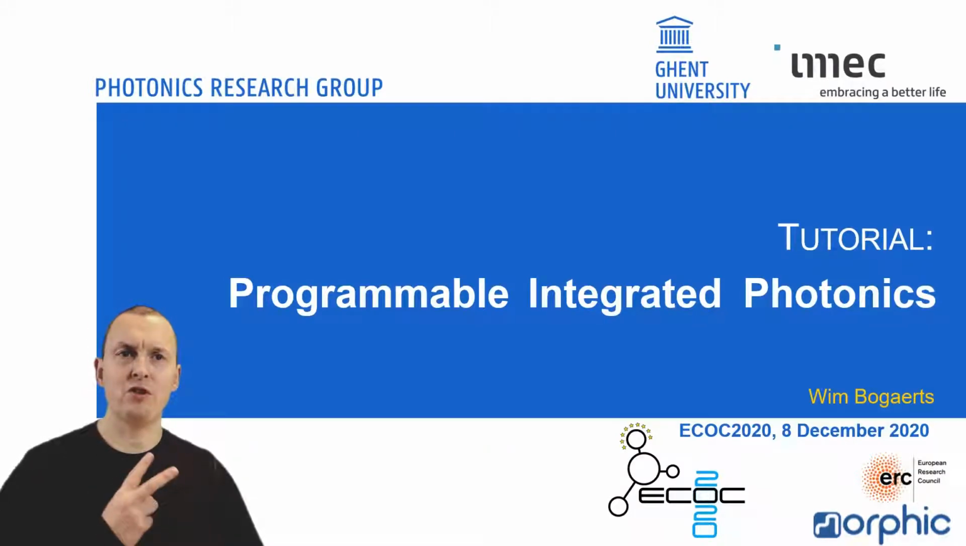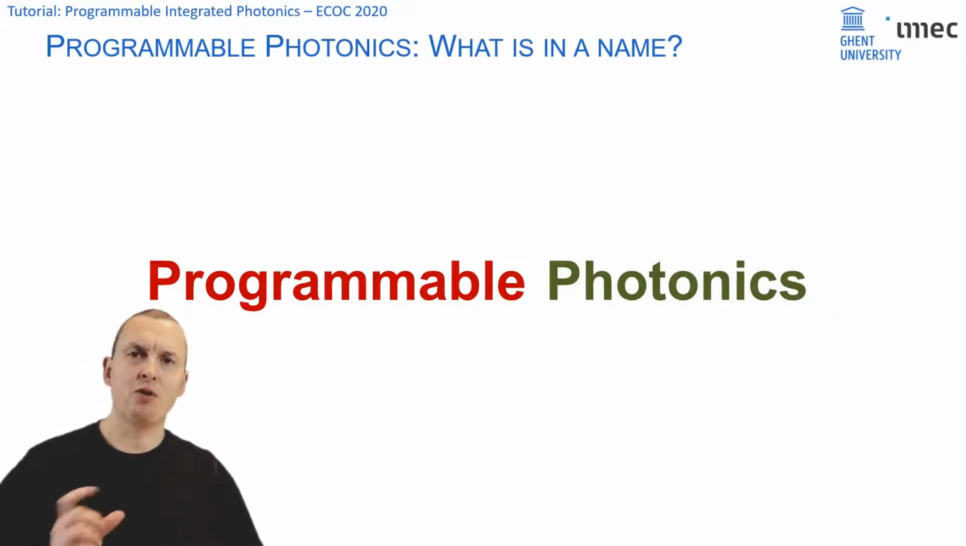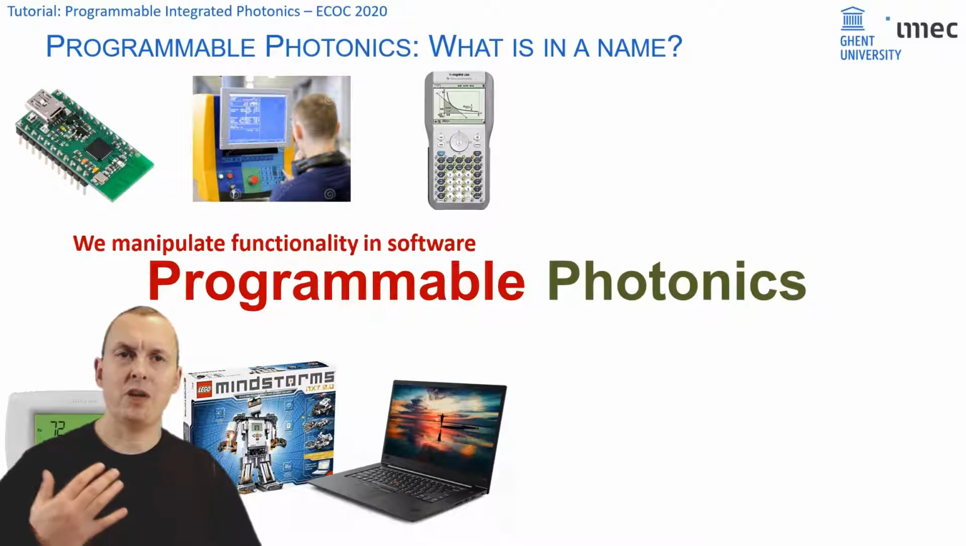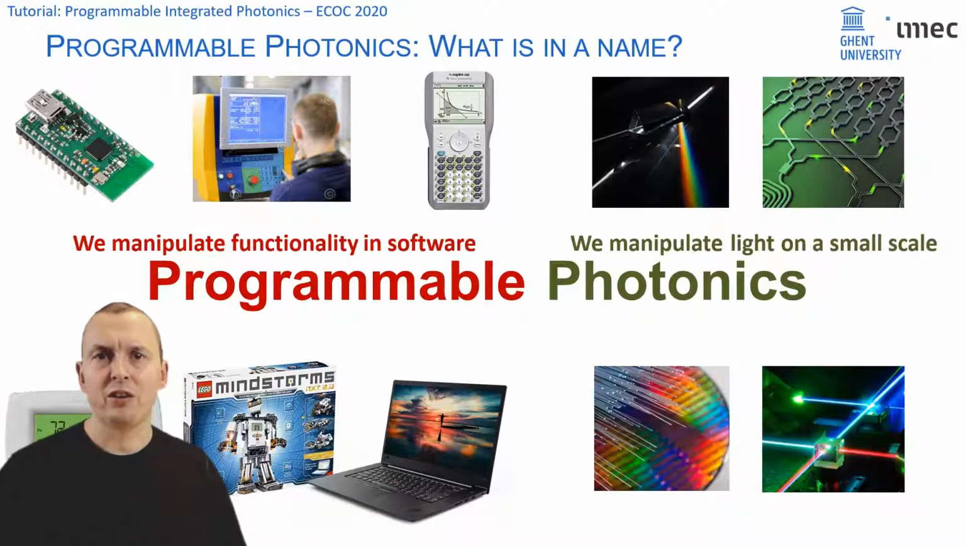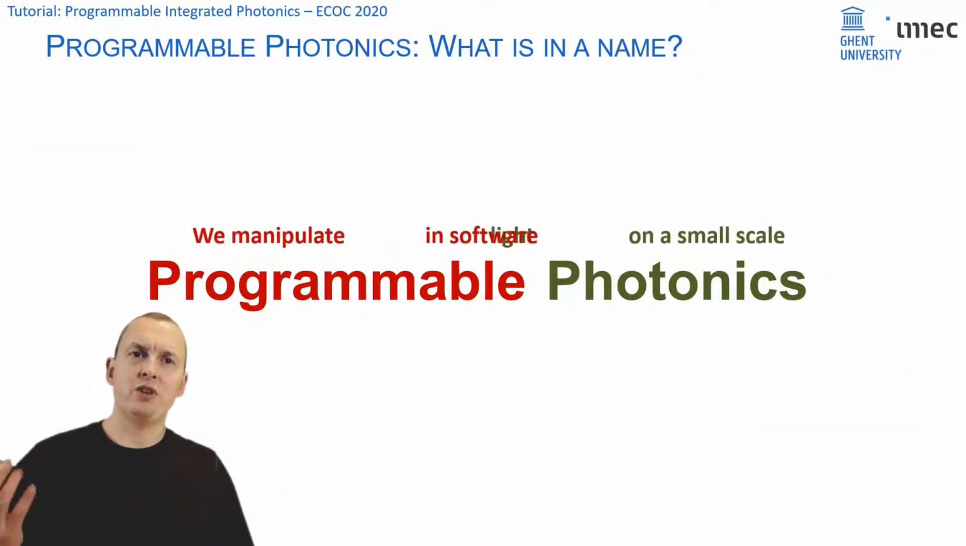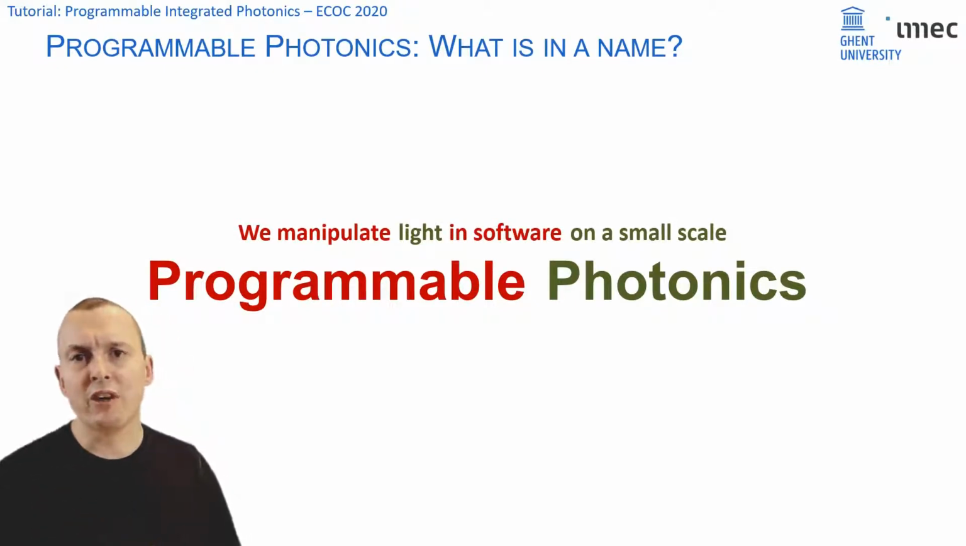Let's focus on the first two words as an introduction, programmable and photonics. When we think about programmable things, you think about devices that can be configured in software, where the functionality is adaptive. When you think about photonics, you think about manipulating light on a small scale. So programmable photonics brings these two elements together for manipulating light in software on a microscopic scale.